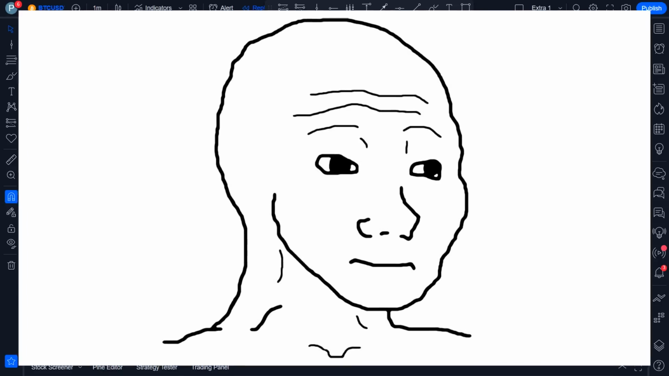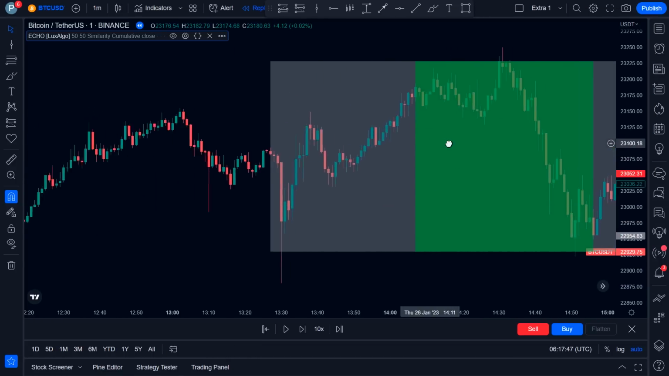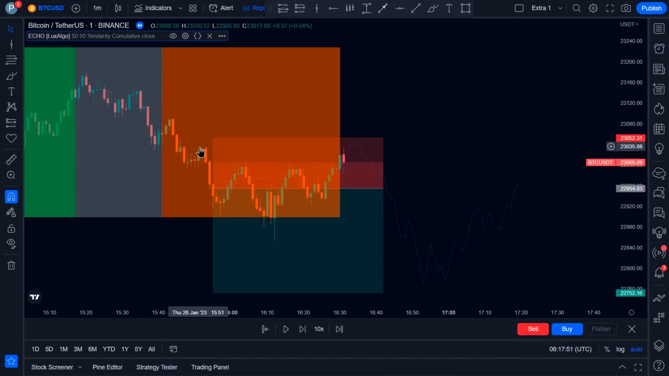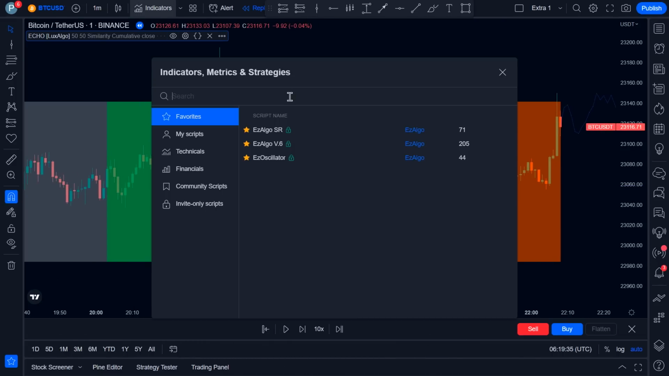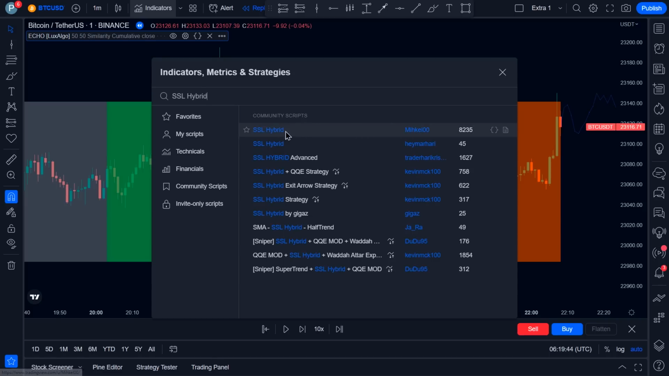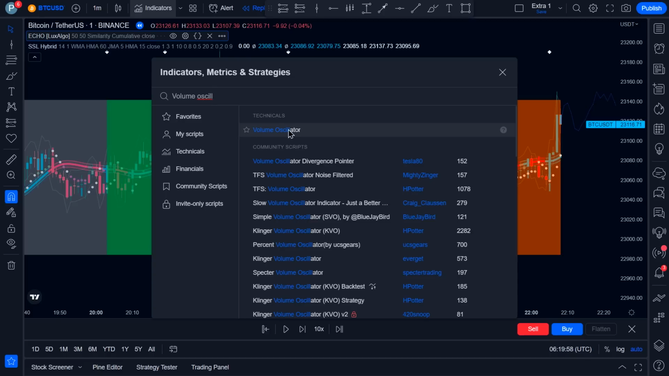That is correct, Warjack. SwitchStats didn't use this indicator by itself because just like any other indicator, it produces false signals. The second indicator they added is a trend confirmation indicator called SSL Hybrid, this one by Mickle. And the third indicator is called Volume Oscillator, this one by TradingView.